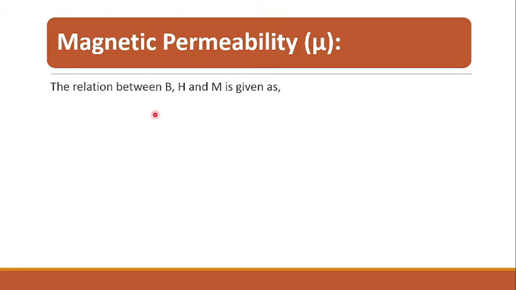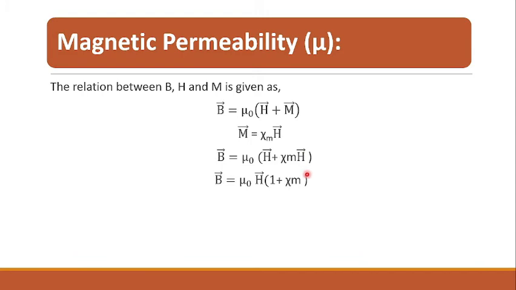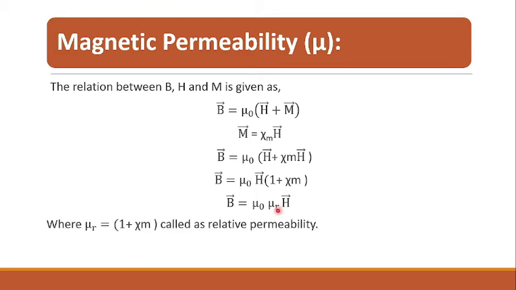The relation between B, H and M is given as B vector is equal to mu 0 (H plus M) vector, and where we know that M vector is equal to chi M into H vector, and therefore we can write B vector is equal to mu 0 (H plus chi M into H) vector, and therefore B vector is equal to mu 0 into H vector into (1 plus chi M), and therefore we can write B vector is equal to mu 0 into mu r into H vector, where mu r is equal to 1 plus chi M is called as the relative permeability, right?